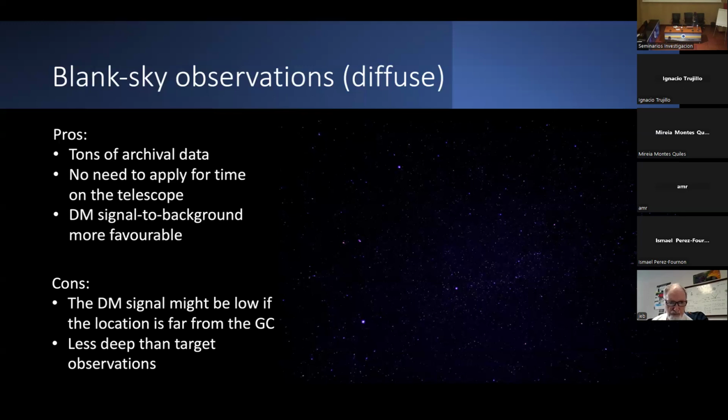So that's also great. The cons of looking into diffuse emission is that depending on where you look, the dark matter signal might be low. If you look close to the galactic center, usually the signal gets higher. But if your data are far from the galactic plane, then your dark matter signal will be lower. So that's kind of a bummer. And also, you typically have less deep observation compared to the target observations. Because if your favorite astrophysicist is looking into a galaxy, obviously, they want to spend as much time as possible on the galaxy, and they will just observe this diffuse emission for half an hour to an hour, just for sky subtraction.